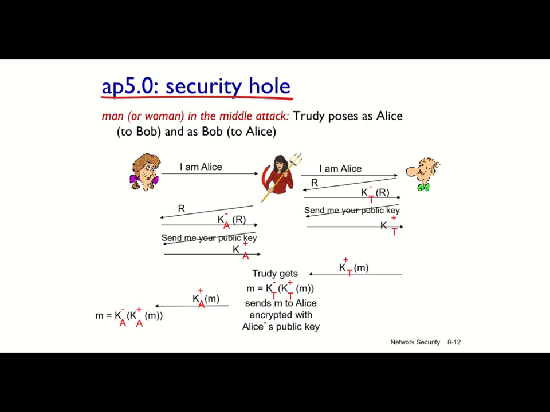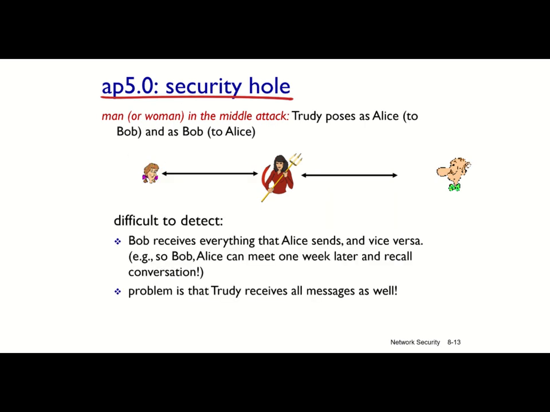So that's the point of the man-in-the-middle attack. Alice doesn't know that the messages are leaked to the intruder, and everything seems to be normal. But as you see here, all the messages that Bob sends to Alice will also be received by the intruder, and that's the security hole of AP 5.0. The man-in-the-middle attack is very difficult to detect because Bob receives everything that Alice sends, and vice versa. However, the problem is the intruder receives all the messages as well.